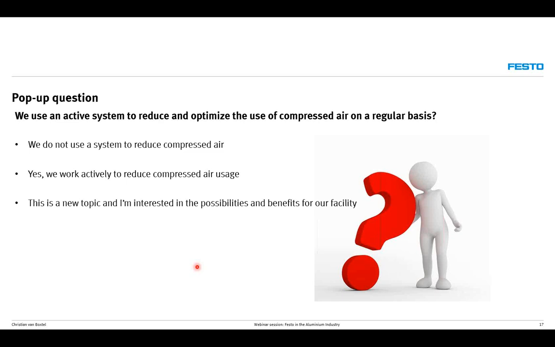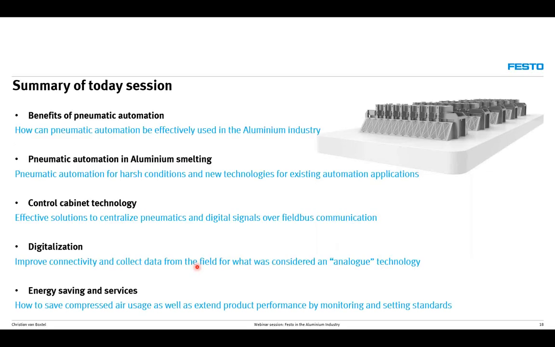Next slide, I believe, right? Yes. For the summary of today's session, as we are almost close to the end, these are the topics we covered today. Number one is the benefits of pneumatic automation. How can pneumatic automation be effectively used in the aluminium industry? I think we answered this question because it's very effective in terms of technologies that can be offered, suitable for harsh environments at very good cost. And also, of course, it's simple technology.